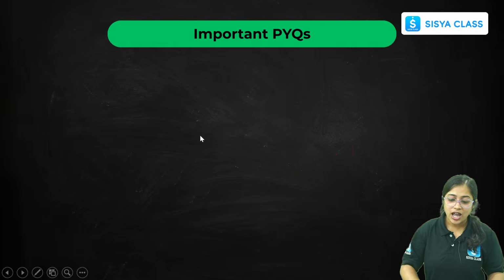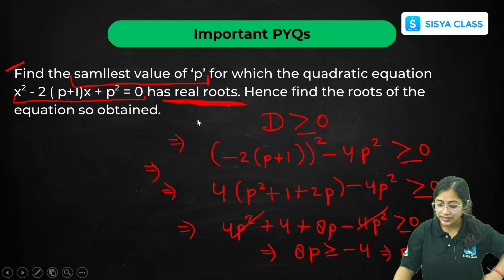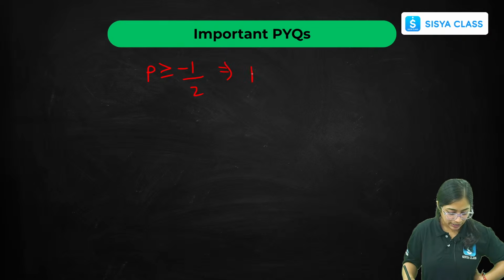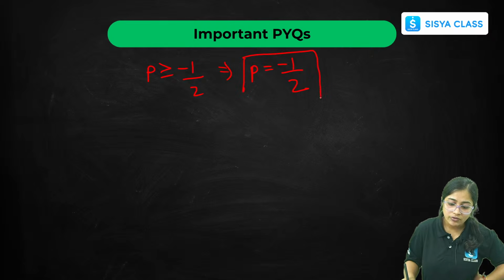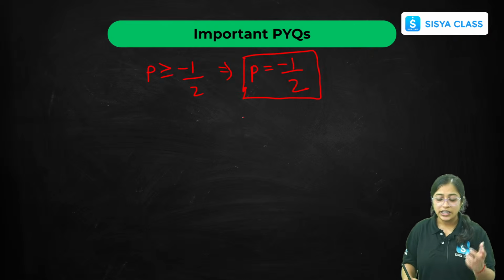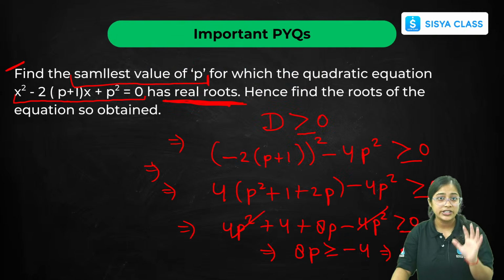So what is the smallest value of p from here? What was the condition? That p is greater than or equal to minus 1 upon 2, right? So from here the value of p is minus 1 upon 2. Okay, so this is the smallest value of p for which our equation has equal roots, right? Sorry, real roots. Okay, not equal roots, real roots.